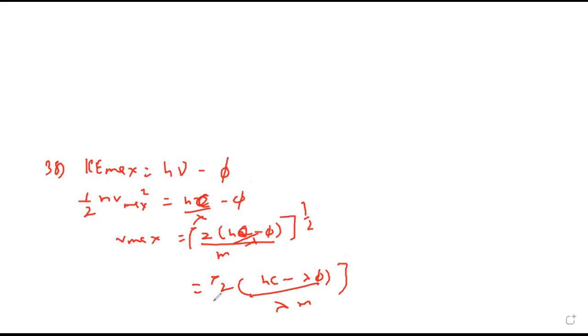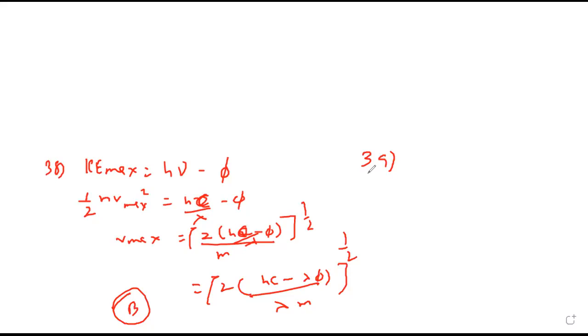Just check where this proper formatting is given. 2 times Hc minus lambda phi upon m lambda, root, option. So 38. Done, sir. Next one.